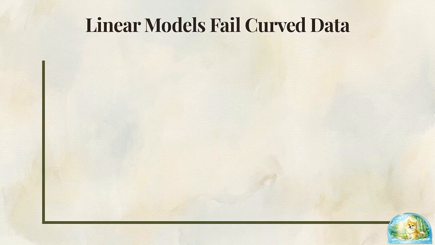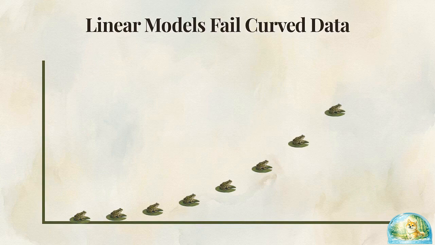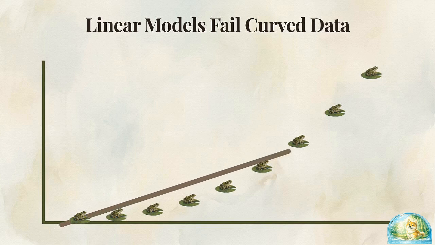Take a look at this new scatter plot. Notice how the points curve sharply upward as the horizontal value increases. Would a single straight line be an effective modeling choice for this curved dataset? A straight line changes by the same amount for each increase in x, mandating a constant rate. But this curved data behaves differently.